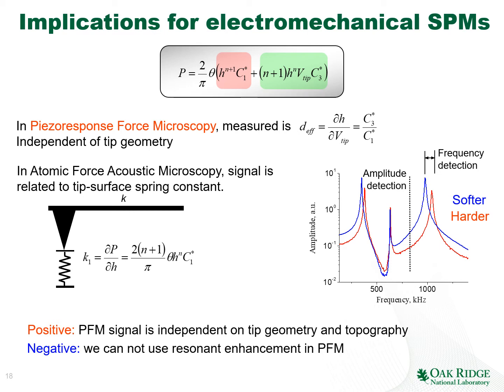So in PFM, we measure this effective piezoelectric constant d effective, which is the derivative of the tip displacement with respect to the tip bias, which is C3 over C1. In comparison, in techniques such as atomic force acoustic microscopy, we measure the mechanical stiffness of the tip-surface junction, which actually depends on the indentation depth and the tip shape. So as a result, we have good news and bad news. The good news is that the PFM signal is actually independent of the tip geometry and topography. So the PFM signal is fundamentally quantitative.